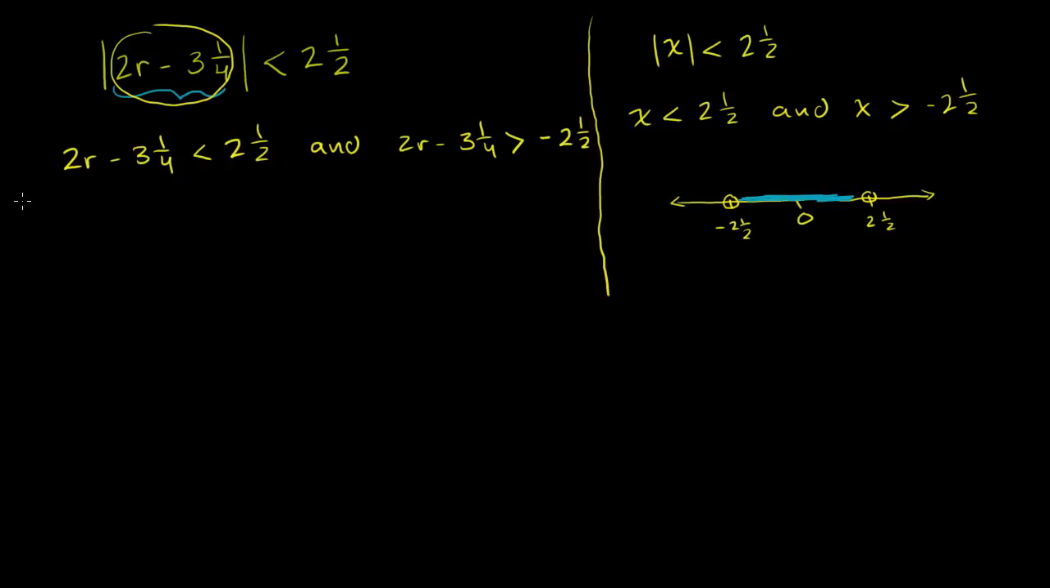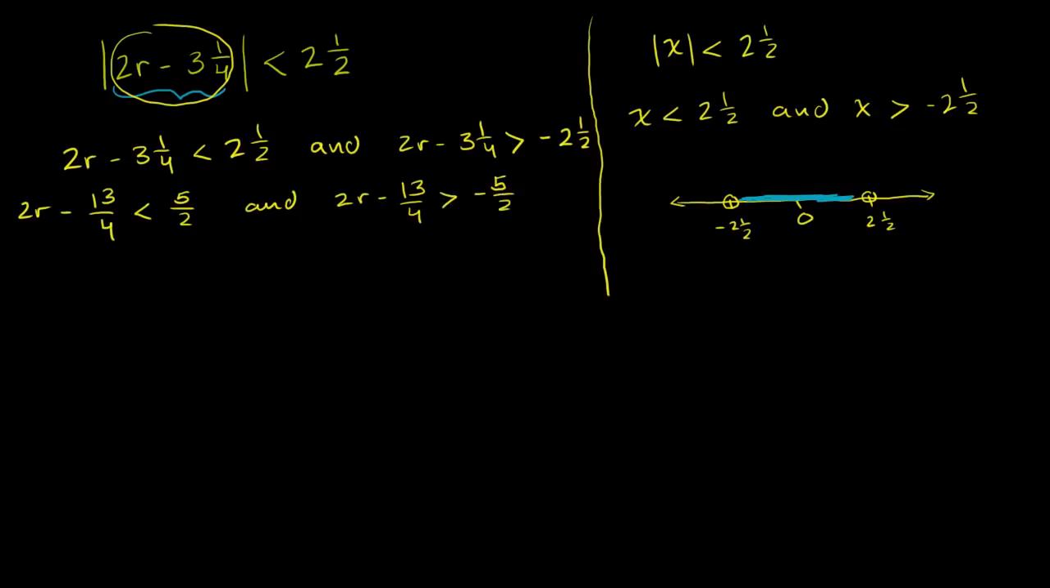So if I were to rewrite it, we get 2r minus 3 1/4 is the same thing as 3 times 4 is 12, plus 1 is 13. So 2r minus 13 fourths is less than 2 times 2 is 4, plus 1 is 5, so less than 5 halves. So that's the first equation. And then the second equation, and do the same thing here. We have 2r minus 13 over 4 has to be greater than negative 5 halves.